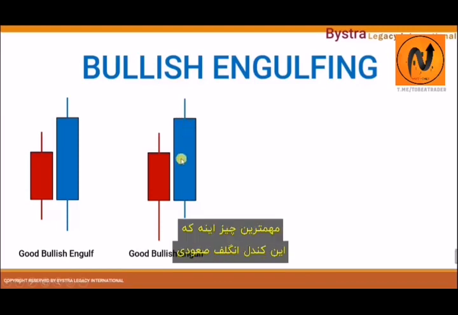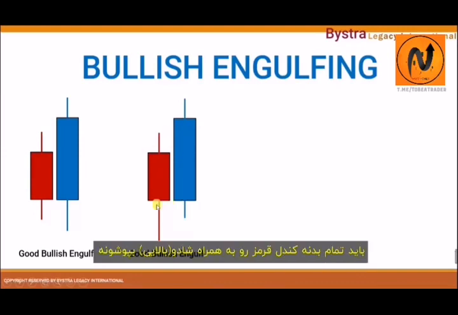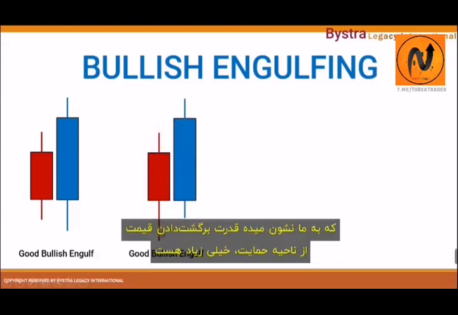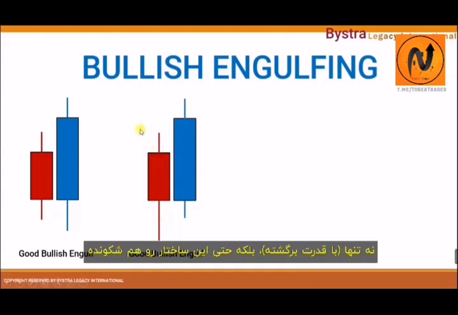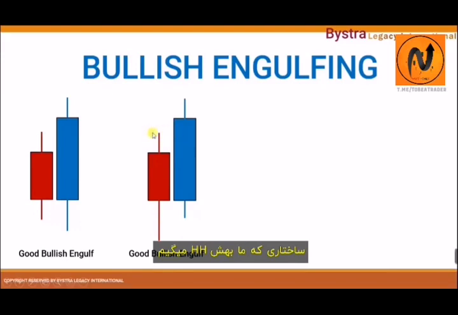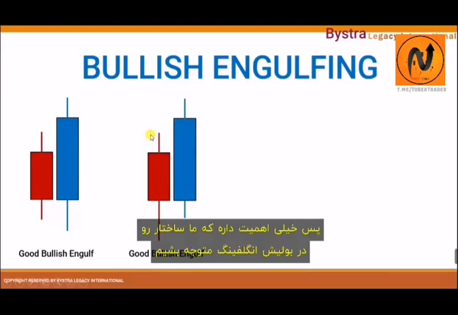Most important is that this bull engulf has to completely eat or engulf this whole red candle including the wick. This will be a very strong upward trend. It indicates that the rejection from the support is very strong. Not only that, it also broke this structure, which is what we call the higher high. So it is very important that we understand the structure in the bullish engulfing.